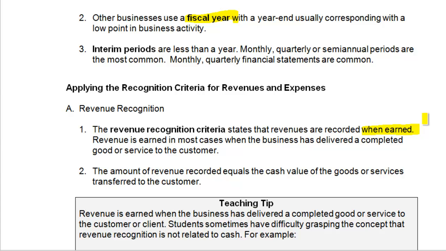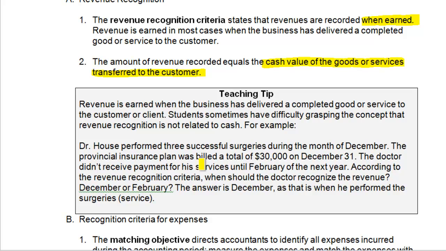And along with that is how much revenue do you record. It's fairly obvious in just about all cases, but in those couple of ambiguous cases, it will simply be the cash value of the goods or services that are transferred to the customer or client. Okay? So if you're struggling with this concept of revenue recognition, you can read the little example of Dr. House and when he performed his surgeries and when he got paid and so on.